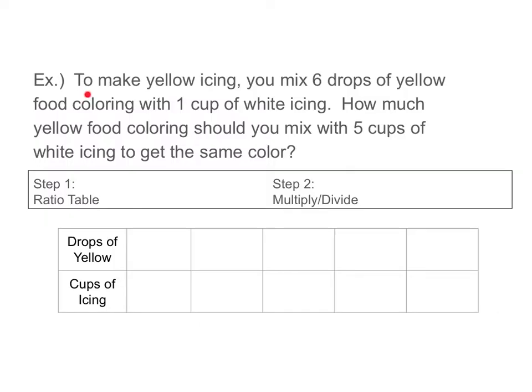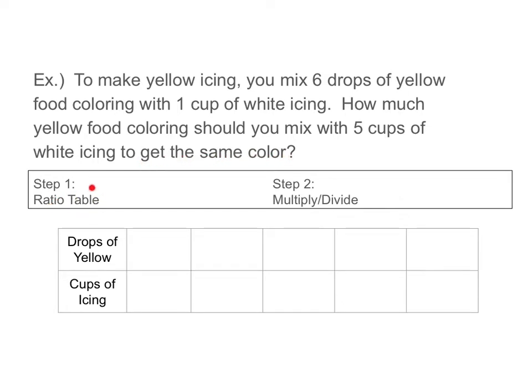Here's our first example. To make yellow icing, you mix 6 drops of yellow food coloring with 1 cup of white icing. How much yellow food coloring should you mix with 5 cups of white icing to get the same color?